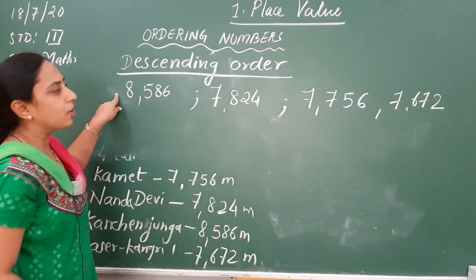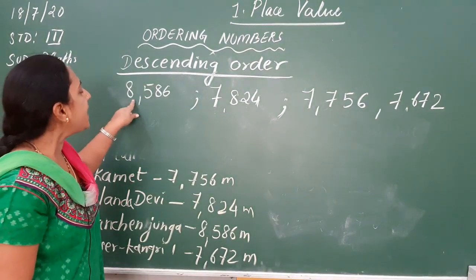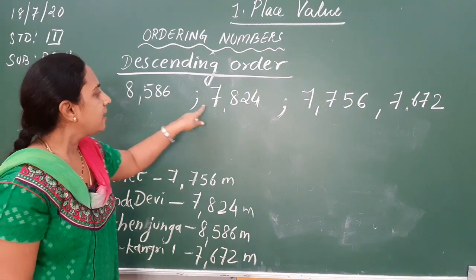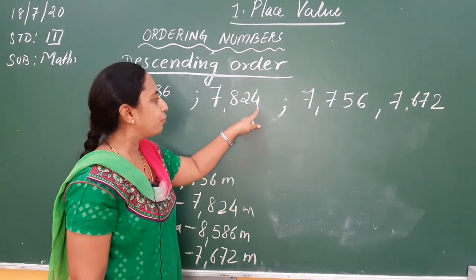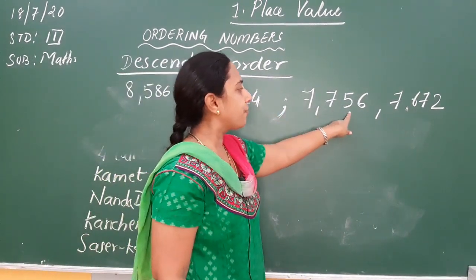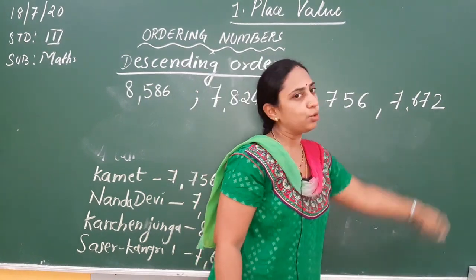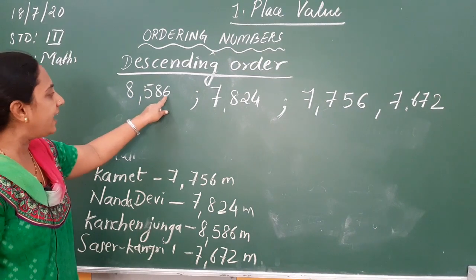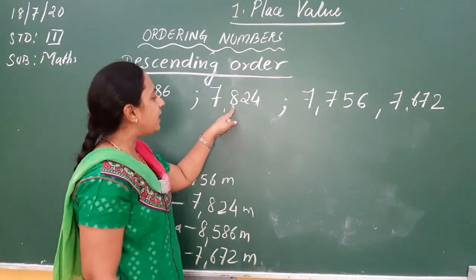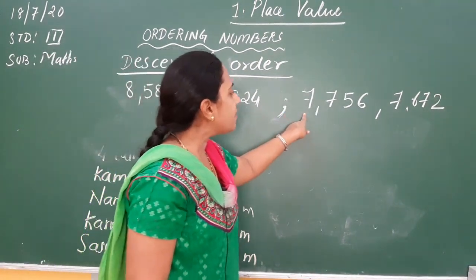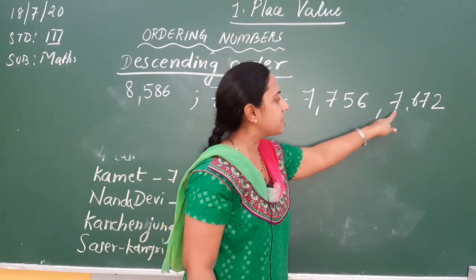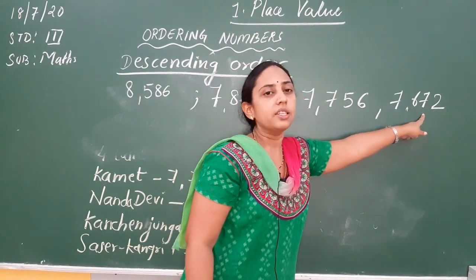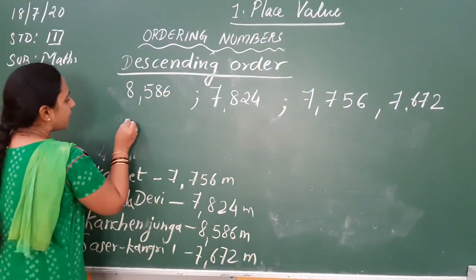The highest or greatest number is 8586, 7824, 7756, 7672. If I read out: 8586, 7824, 7756, 7672.